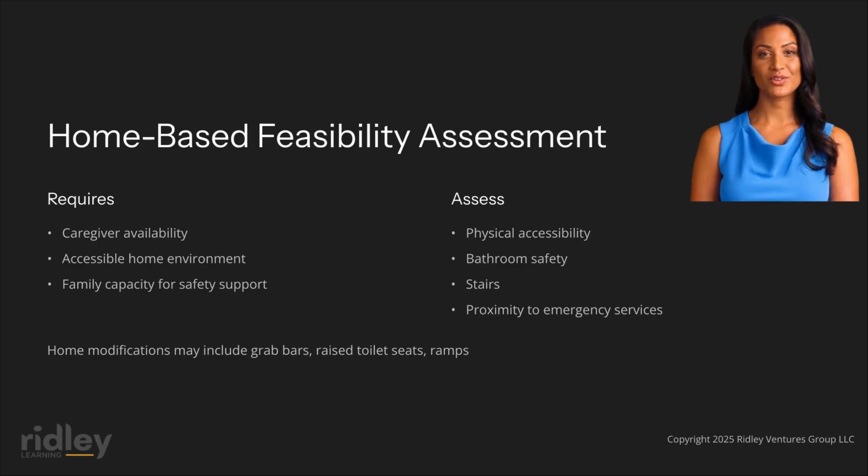The presence of stairs, the layout of essential living spaces, and proximity to emergency services all influence the appropriateness of home discharge for individual patients. When home environments present significant barriers that cannot be adequately addressed through modification, alternative living arrangements or extended facility-based care may be necessary despite patient and family preferences for home discharge.